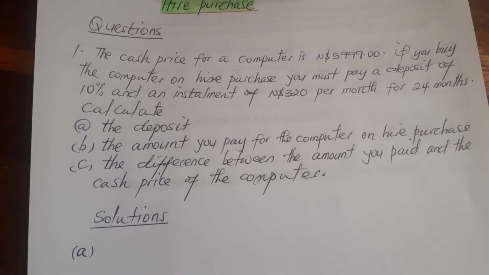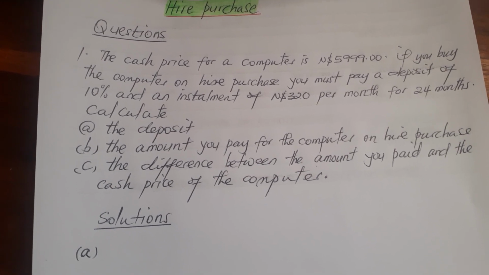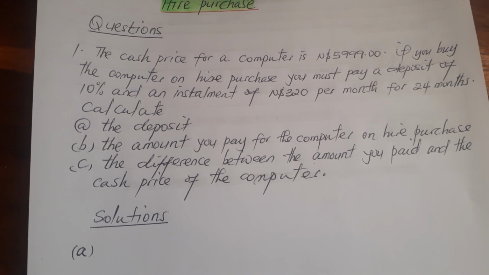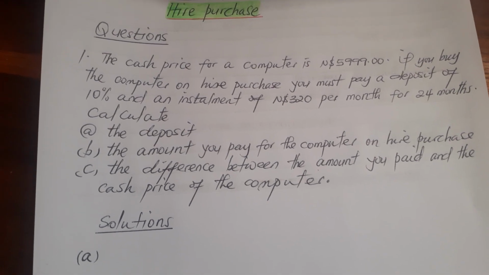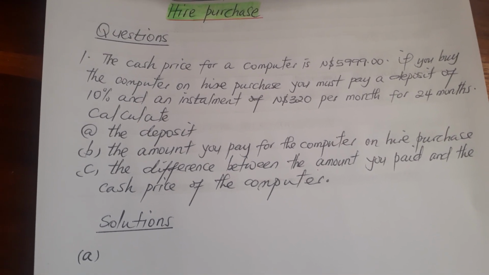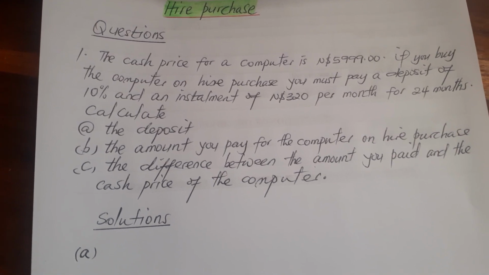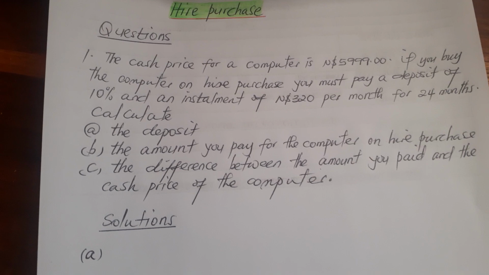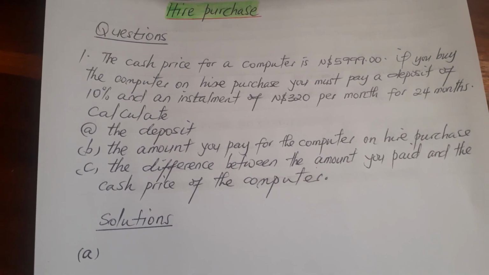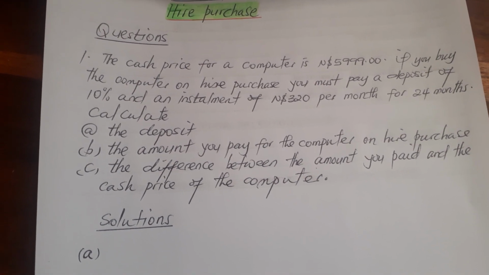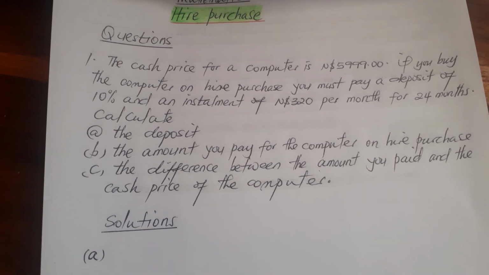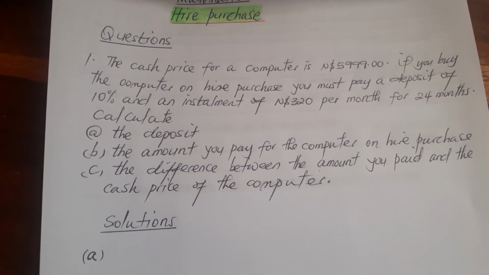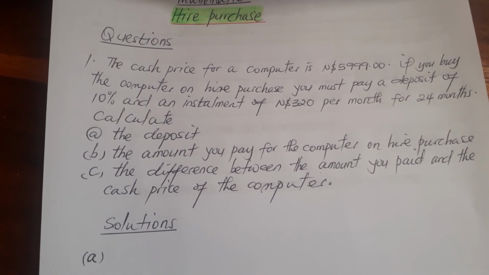Let's quickly look at the solution for letter A. If you are interested, you can also try to pause the video and try to work it out and then compare your answers with mine. Let's look at letter A. We have to calculate the deposit. It says 10% of the cash price. Now we are told the cash price is 5,999 Namibian dollar.